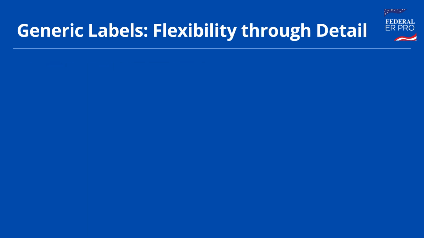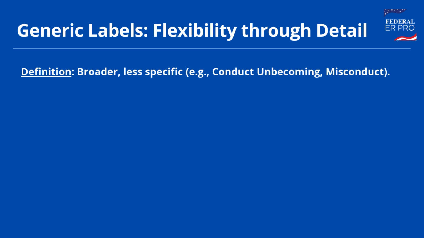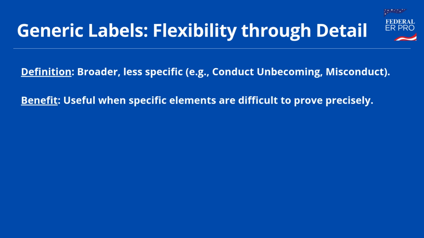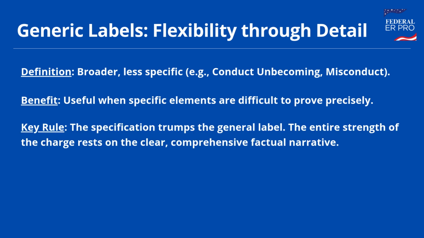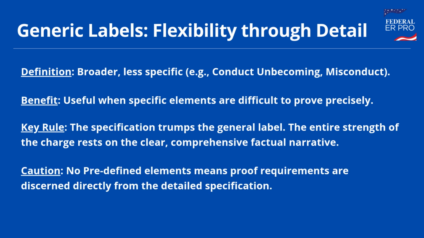Generic labels such as Conduct Unbecoming or Misconduct are broader and less specific. They offer flexibility, especially when precise specific elements are challenging to prove. The key rule here is that the specification trumps the general label. The entire strength of the charge relies on a clear and comprehensive factual specification. The caution is that without predefined elements, the proof requirements are derived directly from that detailed specification. Not only must you ensure that the specification is detailed enough to overcome the lack of information in a generic charge label, you must be cautious not to write yourself into an intent charge.